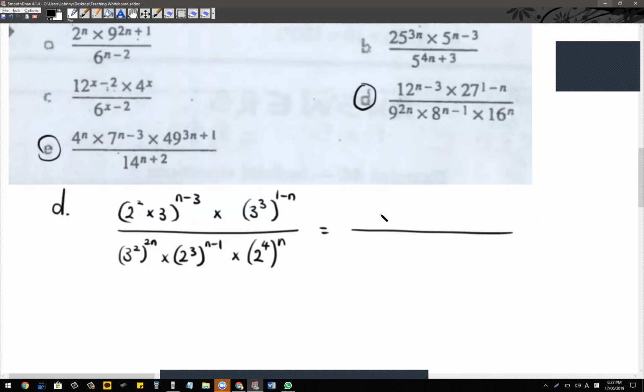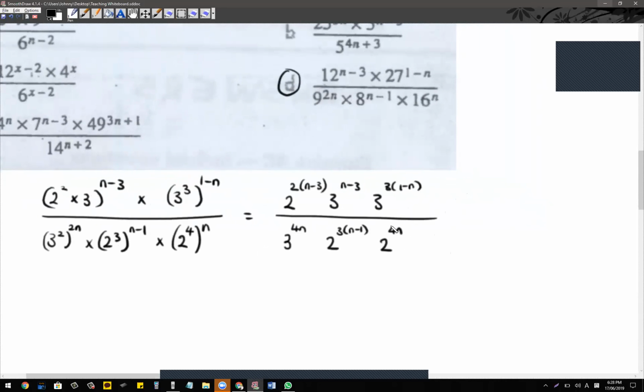So now this is equal to 2 to the power of 2 times n minus 3, 3 to the power of n minus 3, and then 3 to the power of 3 times 1 minus n. Next one is 3 to the power of 4n, 2 to the power of 3 times n minus 1, 2 to the power of 4n. And then you take care of the 3s and 2s.